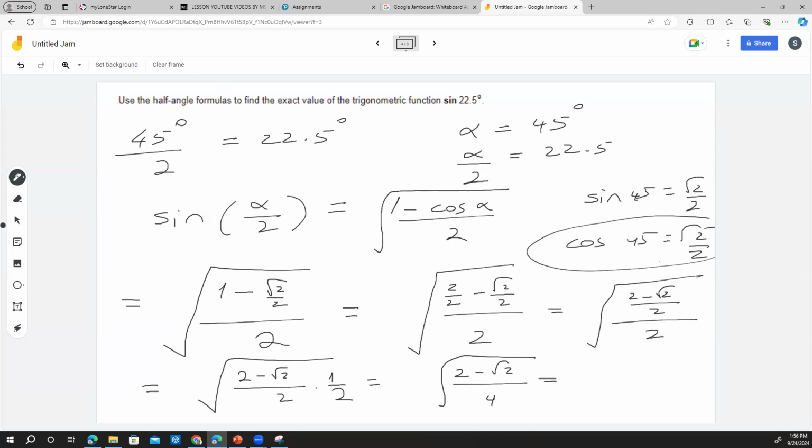So again, I don't know what your MATLAB specifies about the answer format, but I will leave this answer. The numerator is 2 minus radical 2, and the denominator is just the square root of 4, which will be 2, and this will be the expected answer for sine 22.5.